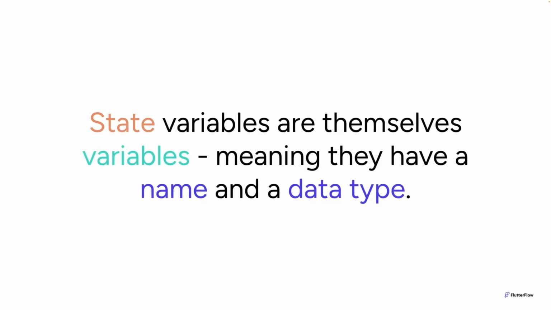State variables are themselves variables, meaning they have a name and a data type. They also have an initial value set when you create the variables. Once you create a state variable, its value can be used to update the user interface. We will get to this shortly, bear with me.